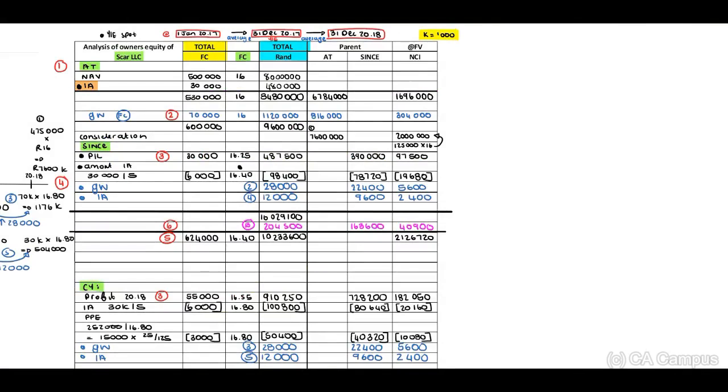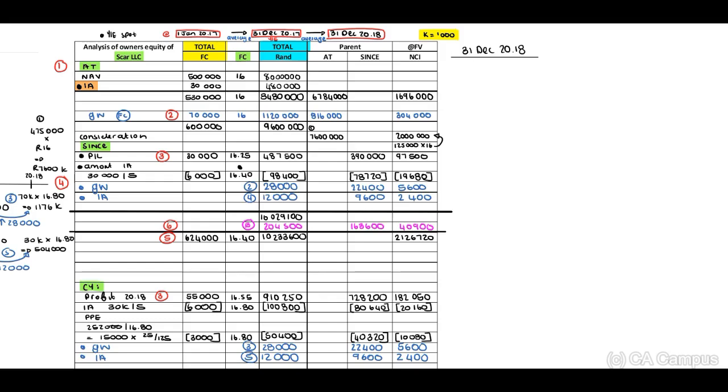We are now able to complete our journal entries. Guys, very similar to what you've always been doing. You need to use your analysis of owner's equity and complete your journal entries. My first journal entry will be my at acquisition. Therefore, always try to remember your dates, guys. This is 31 December 20.18.